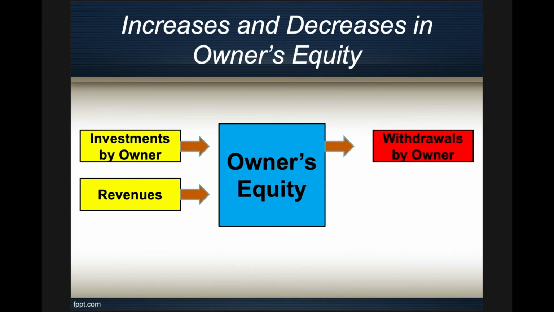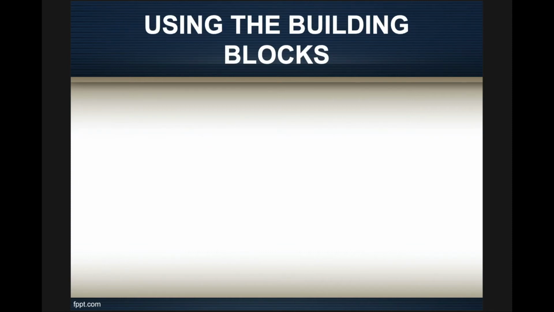And another is that when you spend something, that decreases your owner's equity. Now, these are our building blocks: your assets, liabilities, and owner's equity. Now, how are we going to use these building blocks?